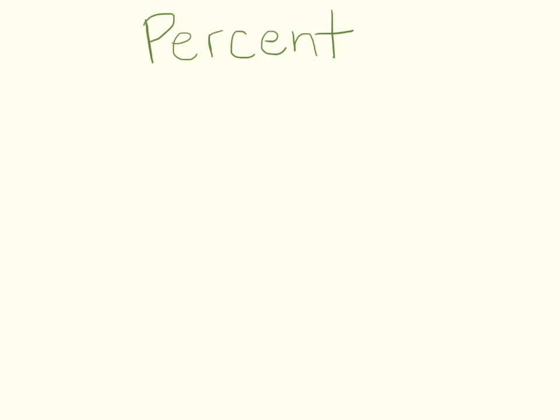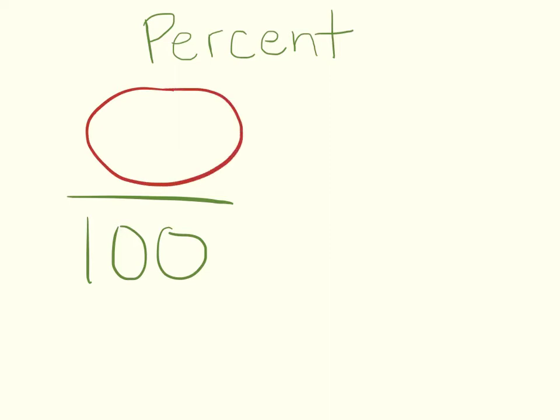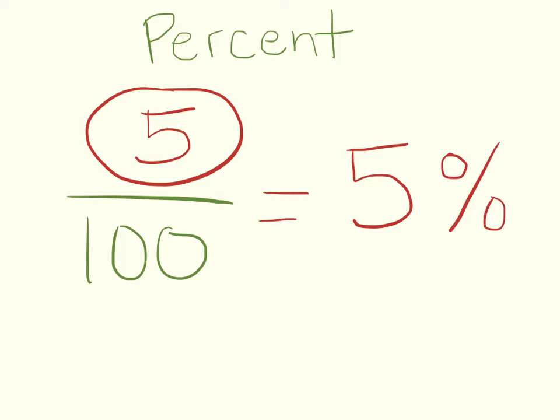The last concept that we're going to cover today is percents. Percent literally means per 100. Anytime you have a fraction and your denominator is 100, whatever number is on the top is going to be a percent. So let's say, for instance, I have a 5 over 100. That is equal to 5%, or 5 per 100.